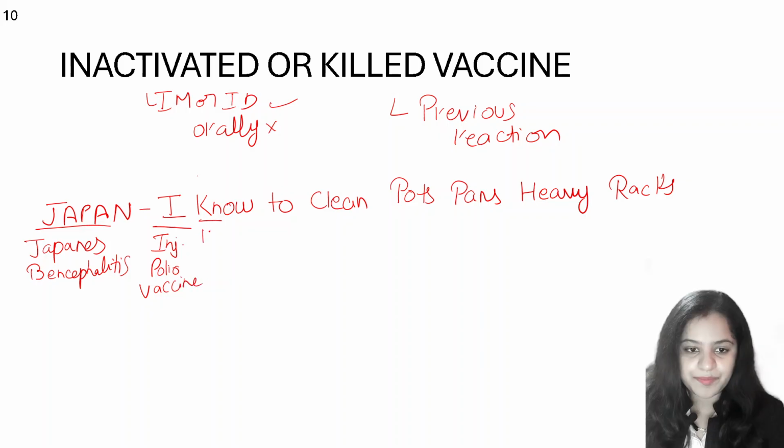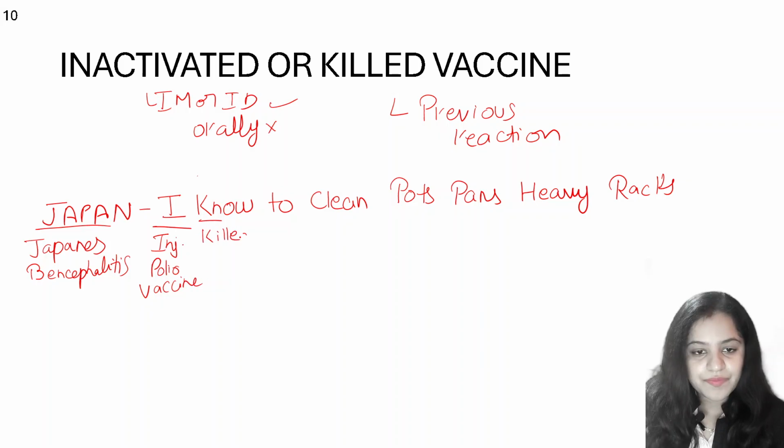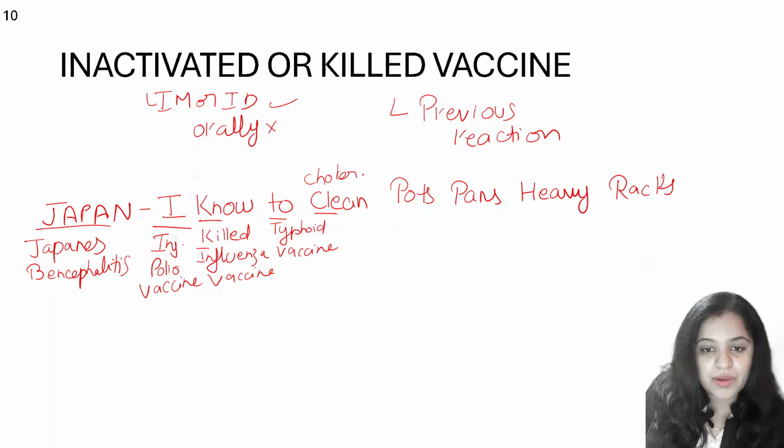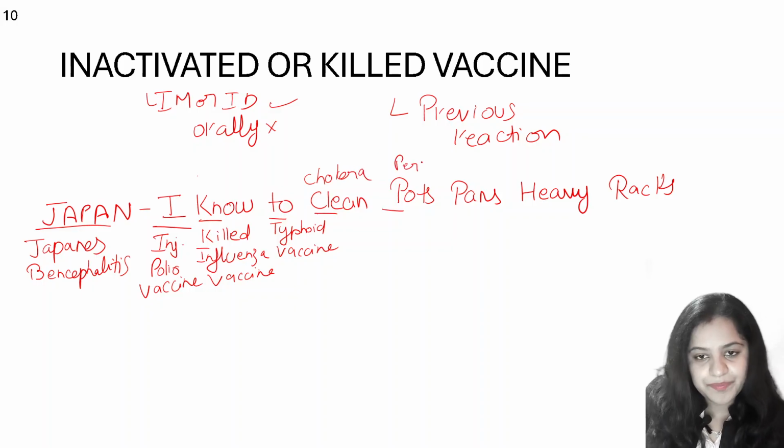K is killed influenza vaccine. T stands for typhoid vaccine. C is for cholera vaccine. P here stands for pertussis.